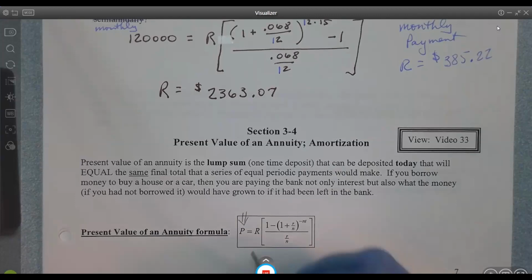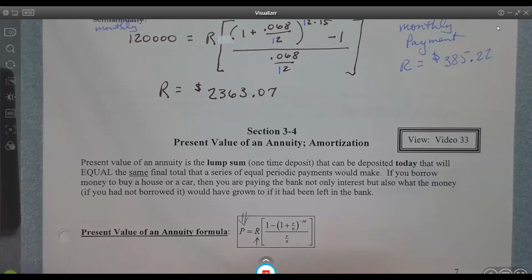Okay, R is our new value that we got from the last section, and R refers to payments. Now, one use of this is if you borrow money to buy a house or a car, then you're paying the bank, like I said before, back not only the interest, but also what the money, if you had not borrowed it, would have grown to. So that includes the interest and everything. This does not tell you a final amount in the future. So that's your new formula.